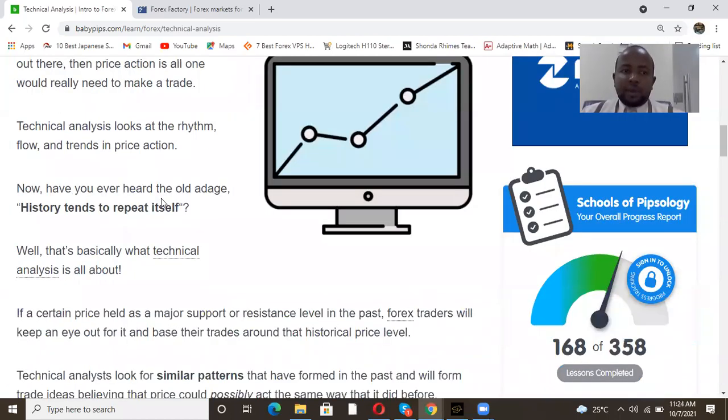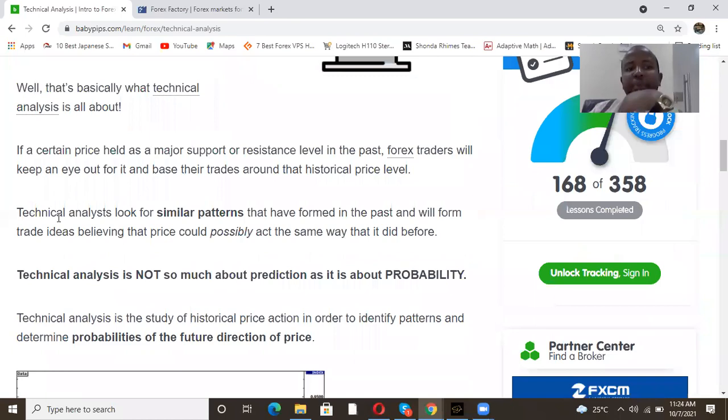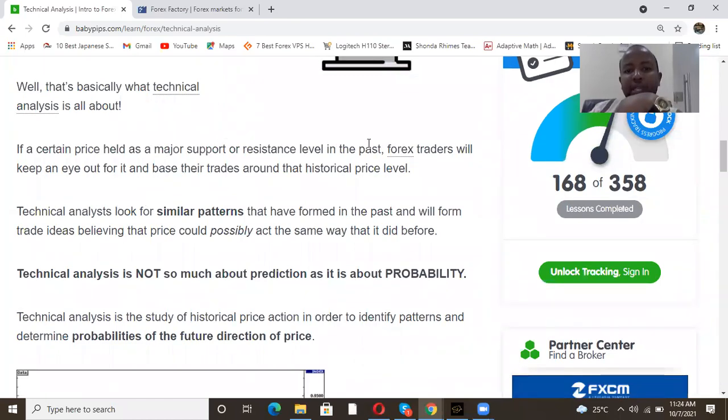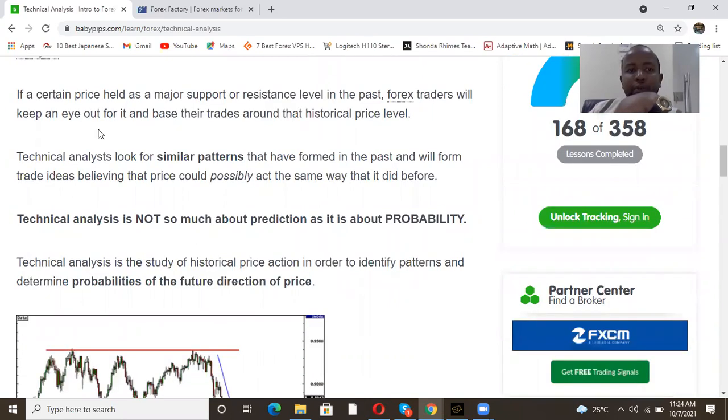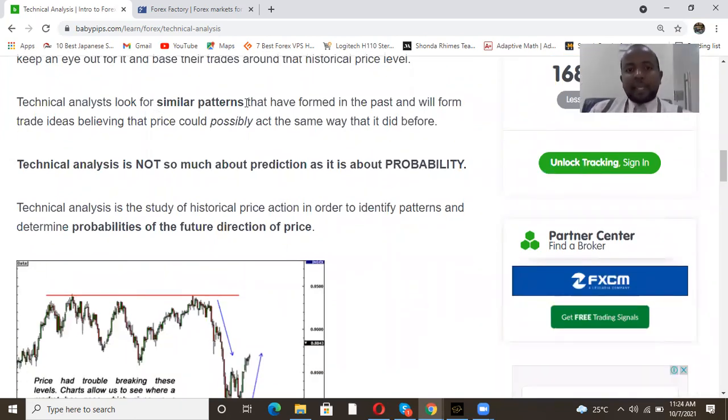So you have the old adage, history tends to repeat itself. So what? Well, that's basically what technical analysis is all about. If a certain price held as a major support or resistance level in the past, Forex traders will keep an eye out for it and base their trades around that historical price level. So we are looking at the history. Technical analysis looks for similar patterns that have formed in the past and forms trade ideas, believing that price could possibly act the same way it did before.